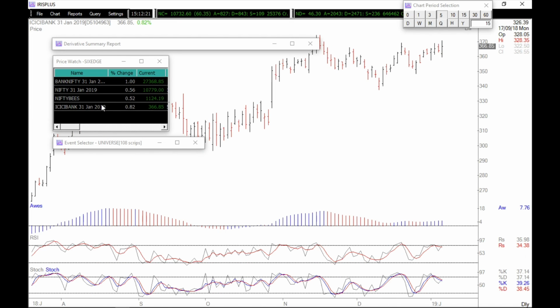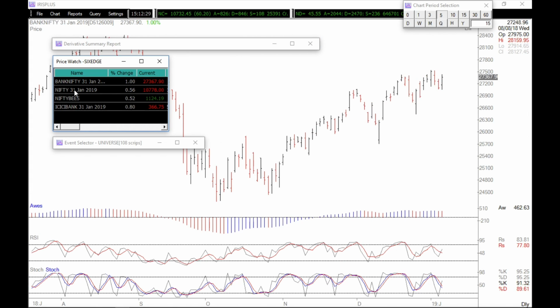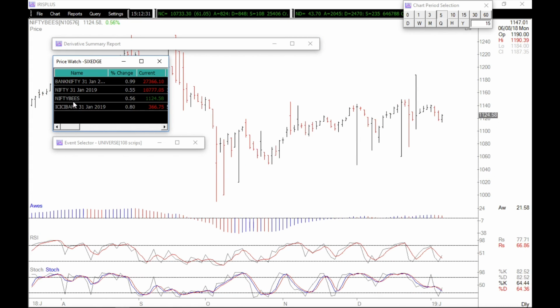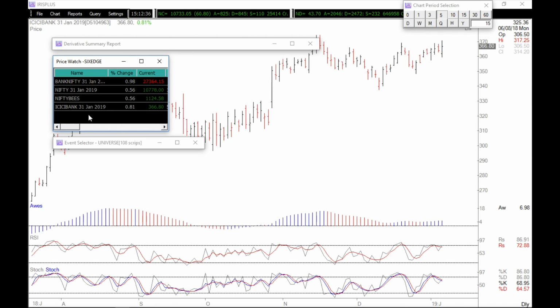Now what you should have is my first box, which I open every day in the software, is this one. This is called the price watch. I keep an eye on the Bank Nifty, the Nifty and the Nifty Bs, because when the market crashes, I tend to buy the Bs, Nifty Bs. And then the stock which is on my radar for that particular day.